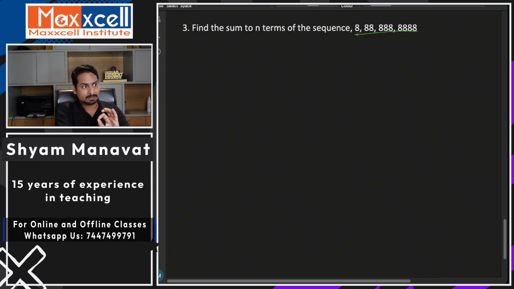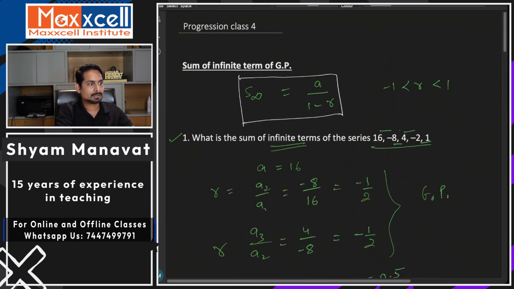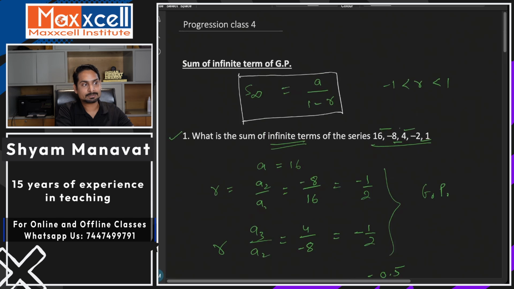Whenever you find this kind of specific case, what do you do? Let me write this here: 8, and we need to find the sum of n terms. It cannot be infinite because you can see the number is increasing, so if we go up to infinite, it will become infinite. Look at the previous 2 questions. The number is decreasing: 16, minus 8, 4, minus 2, 1, and then it keeps on decreasing. So the last term will tend to 0, and in that case it is possible to find the sum.